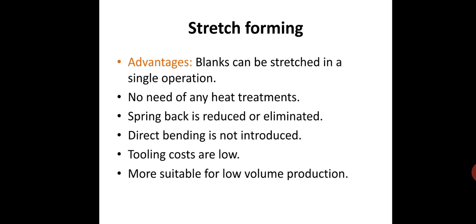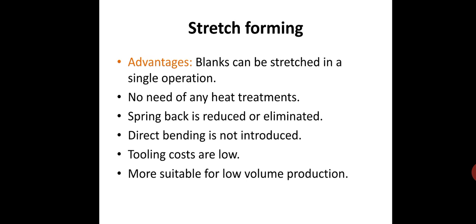And stretch forming operations have some disadvantages. The blank thickness should be uniform throughout the length, because thin sections will be overstretched. That's why the thickness should be uniform throughout the length. If the sheet metal has variable thickness throughout the blank, it gives improper function.